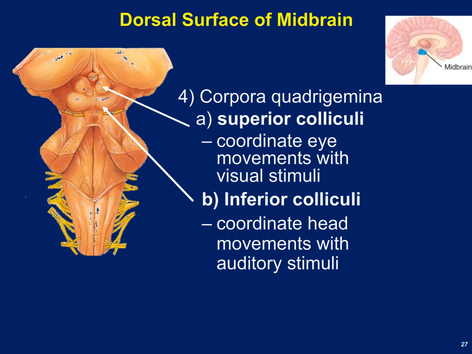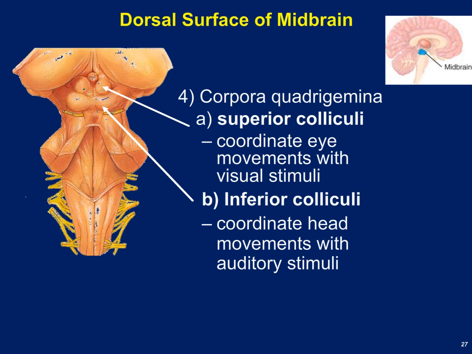The superior colliculi are reflex centers for eye movement. That is, these are the areas of the brain that control that involuntary visual tracking reflex that happens when the higher brain centers are not engaged. Below the superior colliculi, we see the inferior colliculi, and the inferior colliculi help to coordinate head movements with auditory stimuli. Specifically, they direct our startle reflex.